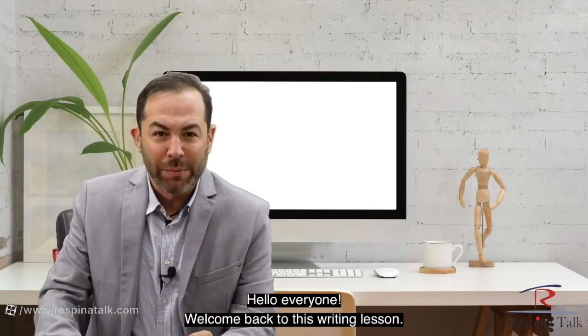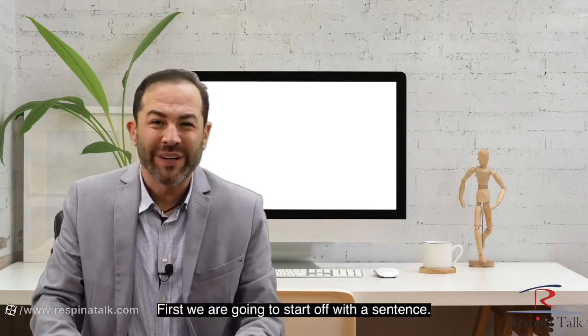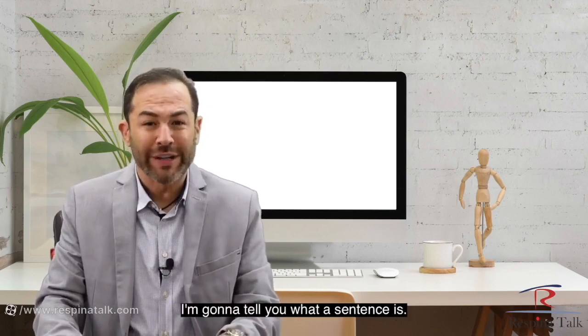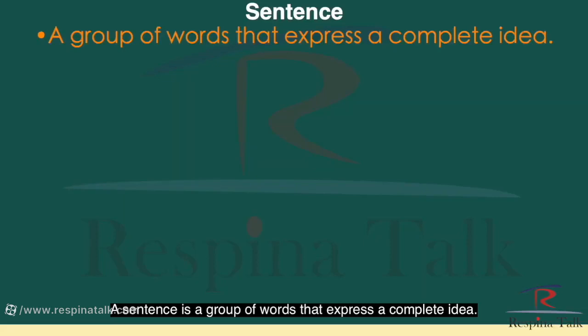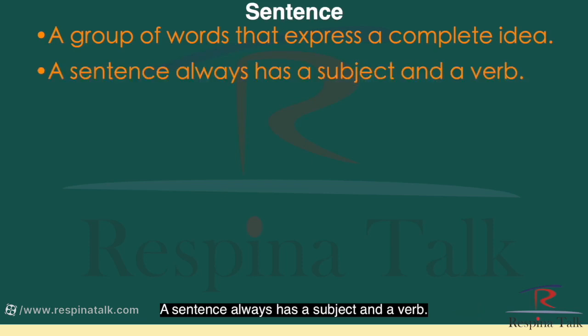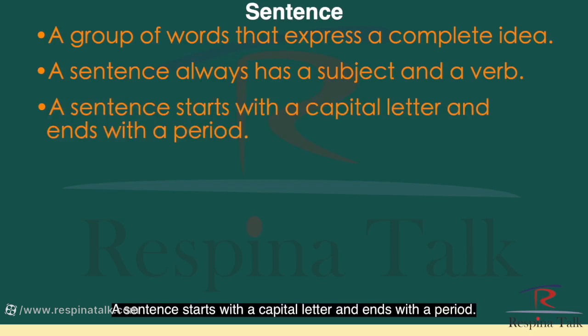Hello everyone, and welcome back to this writing lesson. First, we're going to start off with a sentence. I'm going to tell you what a sentence is. A sentence is a group of words that express a complete idea. Now, a sentence always has a subject and a verb. A sentence starts with a capital letter and ends with a period.